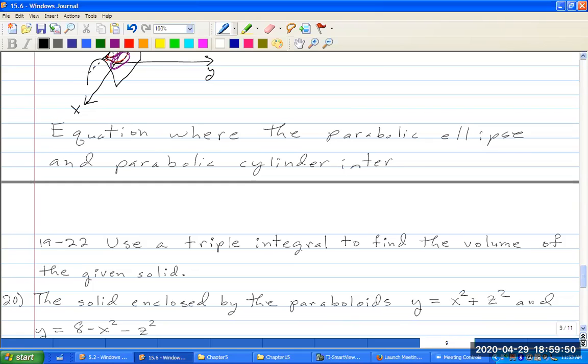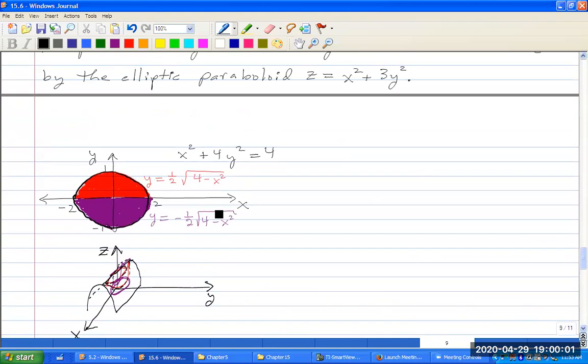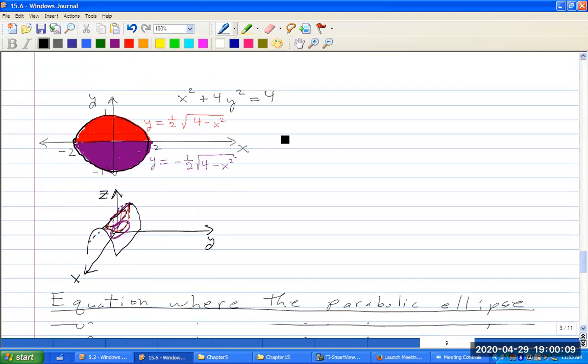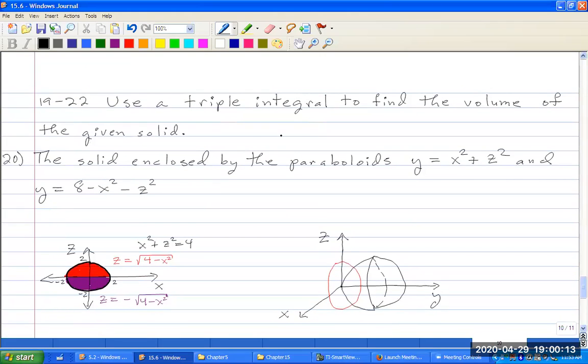So I'll try to find that. So I've actually, well, I want to sort of justify this. Okay. So let me get another page here.